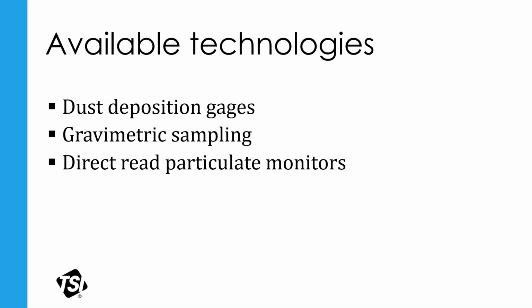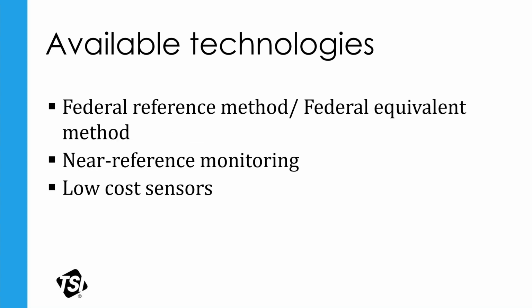Really, there's a lot of push towards direct read particulate instruments. It makes data collection a lot easier. So we'll spend probably a little more time walking through some of those here, because that's what we're seeing quite a bit more of out in the field. I mentioned earlier the federal reference method and federal equivalent method. These are the ones that EPA has approved. Like I said, there's a good list of manufacturers there that have that equipment.